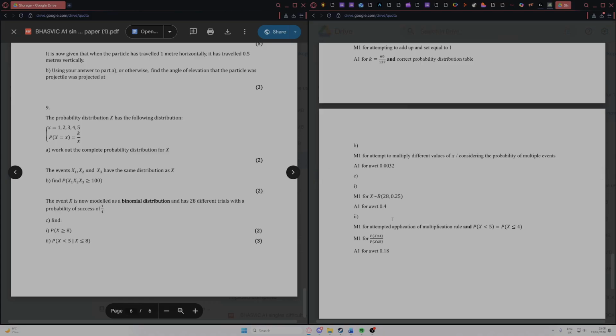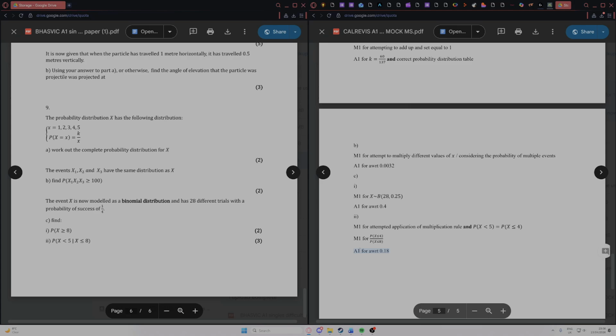you need to try and apply the multiplication rule, and also you need to state that p of x is less than 5 equals p of x is less than or equal to 4 for this M1 mark. And you get this for correctly applying the multiplication rule to get this as your answer, and then now you can just put it in your calculator and get that answer.